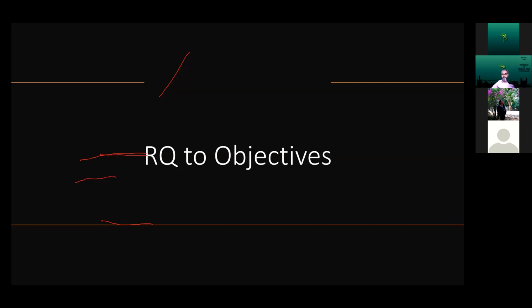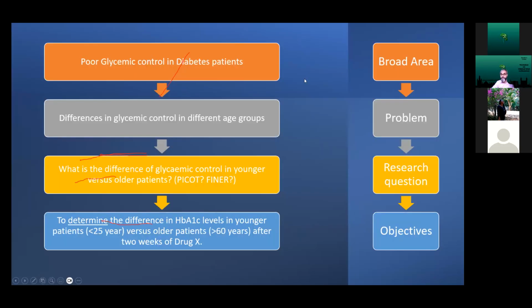So, okay, let's get ahead from research question to objectives. Now, remember this, the problem statement, for example, what we had, and this is the research process. The problem statement we had was, you know what, the broad problem area is that there is a poor glycemic control in diabetes patients. Somehow this is the broad area that I'm focused on. Now in the broad area, I want to go into the exact problem.